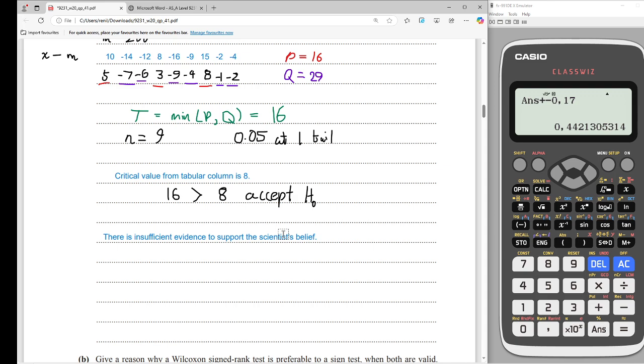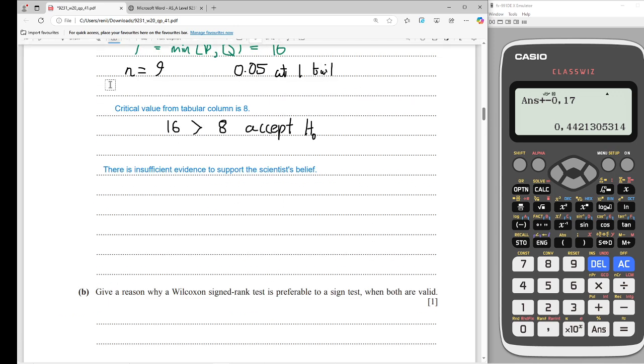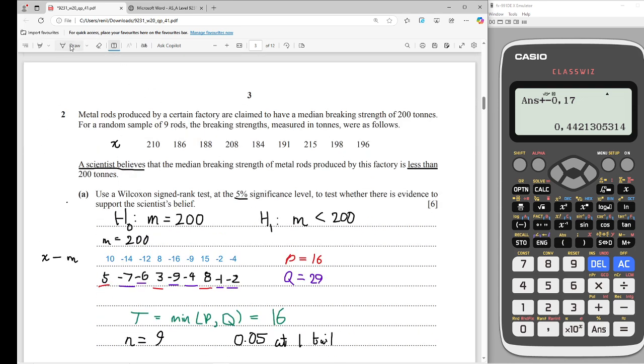Okay, yeah. The second part is, why is the Wilcoxon signed rank test preferable to a sign test when both are valid? So what a sign test does is that it looks at every value that is above and every value that is below the value 200 in this case. So this would be a positive value, this is a negative, negative, positive, negative, negative, positive, negative, negative. You can see that they don't look at the magnitude of the difference. They don't look at how far you are away from the median, right?